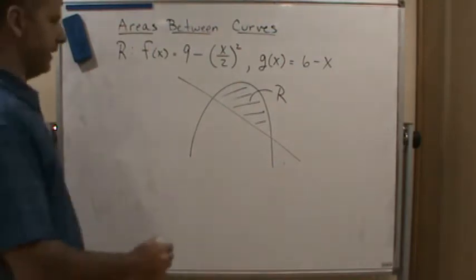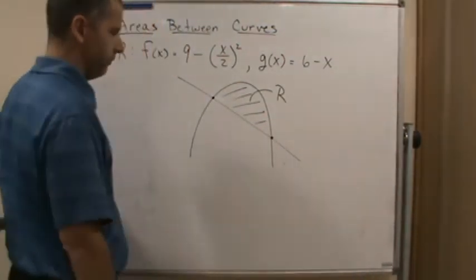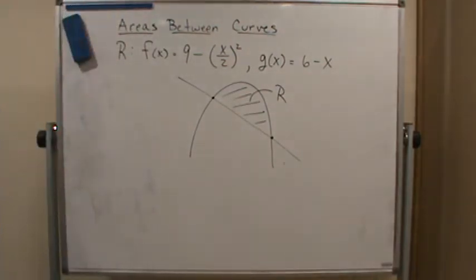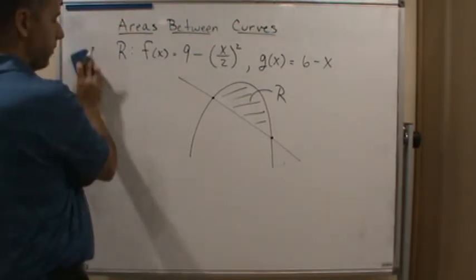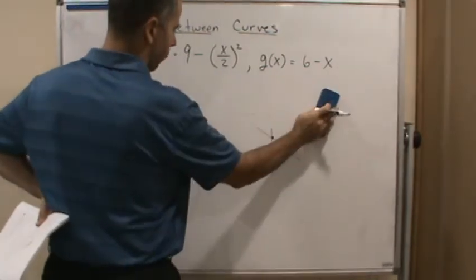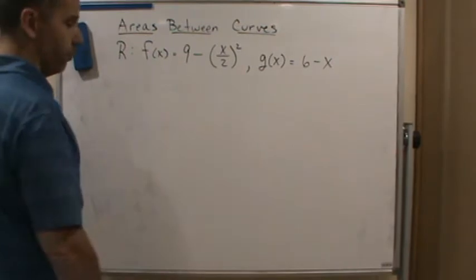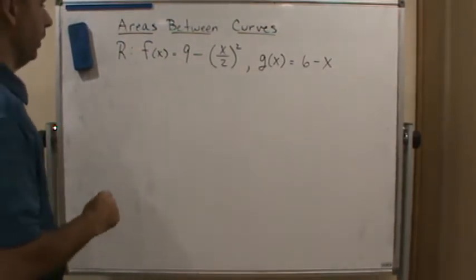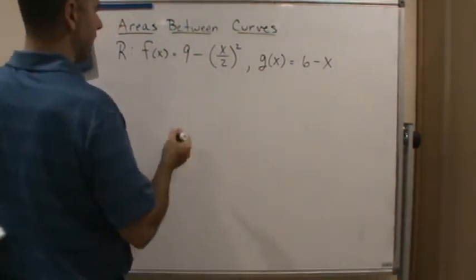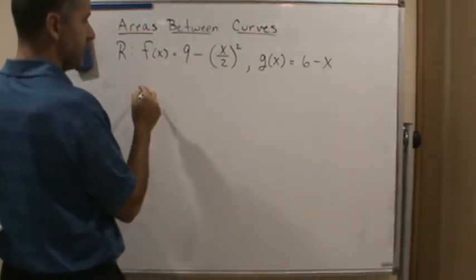So we need to find where these two graphs intersect, and we can't use your calculator. So that's the first thing we need to do: solve for these two intersection points. Once we have the two intersection points, we're good to go. It's just like the last problem. So how do we find these? Well, we're going to set them equal to each other. We want to find out where these two functions are the same.